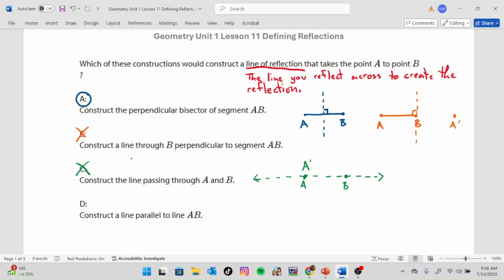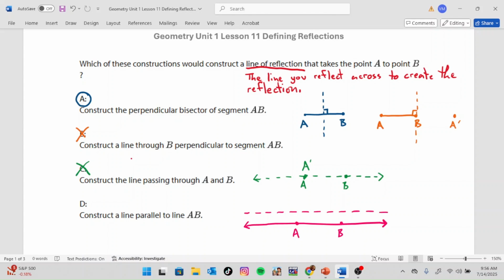And then option D, construct a line parallel to line AB. So we're going to put point A, we're going to put point B, and we're going to draw a line going through them. And now we want to construct a line that is parallel to this. Well, parallel means they never intersect.